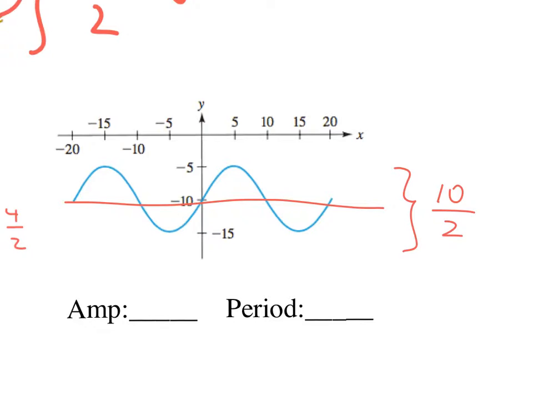10 divided by 2 is 5. Otherwise, what's the distance from 10 to 15 or 10 to 5? Hopefully you're going to say 5. What's the period length? 20. Okay? We took from here to here, looks like it's 20. Questions on that? So reminder, amplitude is based upon the y-axis, period length is based upon the x-axis. Okay?